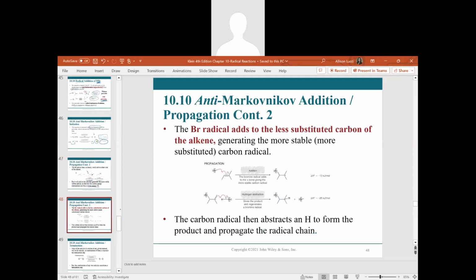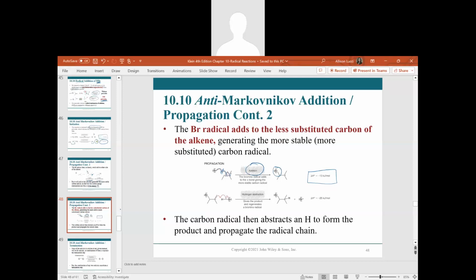Let's look at what happens during the propagation steps here. What happens is we have an addition in this first step here, where that pi bond, one of those electrons, goes this way. The bromine radical donates its electron, and we have this bond form here. At the same time, that other electron gets moved over here to this tertiary site, and the tertiary radical is created. And this is an exothermic step here, this addition.